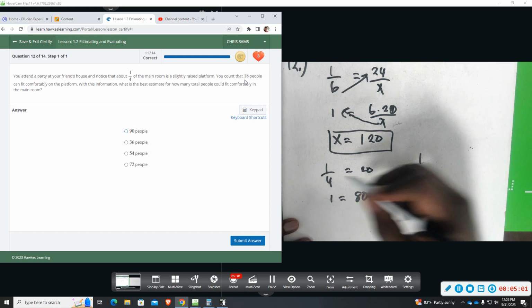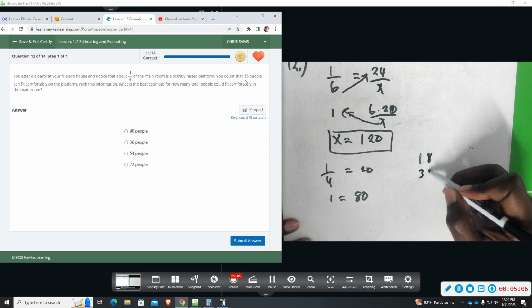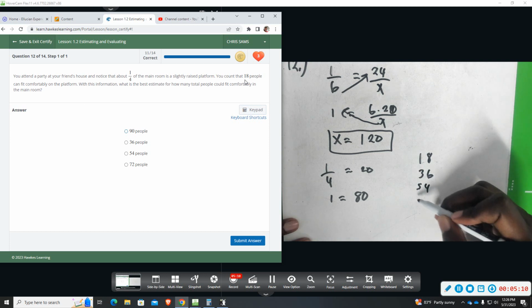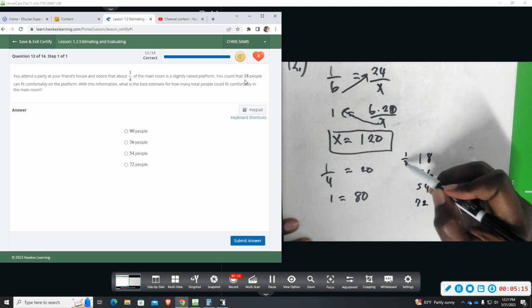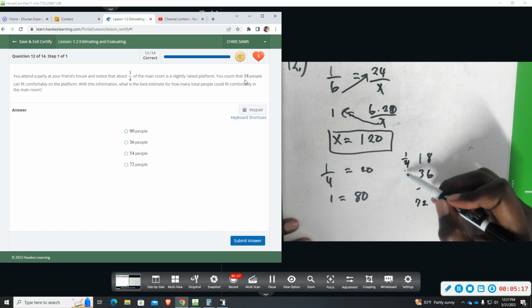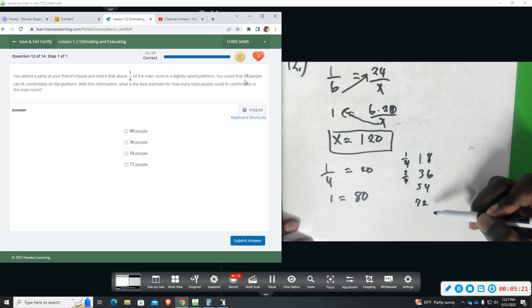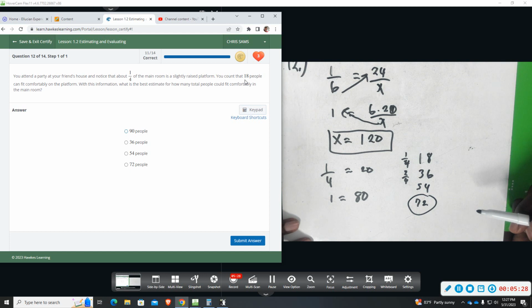So if there's 4, we got 18 times 2 is 36, times 3 would be 54, and times 4 would be 72. So this is 1/4, this would be half, this would be 3/4 and 4/4. So those look like the numbers that we get. The total number of people would be 72. That's not an estimate. So maybe they're just doing 4 times 18. So let's see.